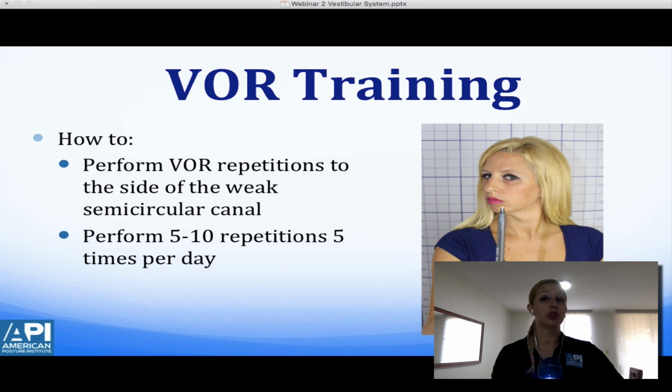Also, you can have them do the VOR training while doing one leg balance, for example. That would be considered a final progression, towards the end of their treatment plan or as they develop more neuroplasticity. Also, you can have them do VOR training on whole body vibration, or you can apply handheld vibration to certain parts of the body while doing VOR training. All of those things are progressions.